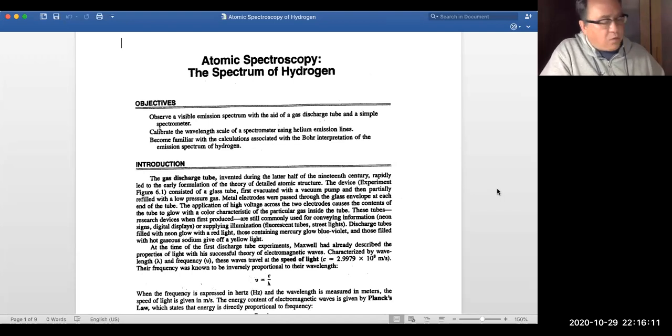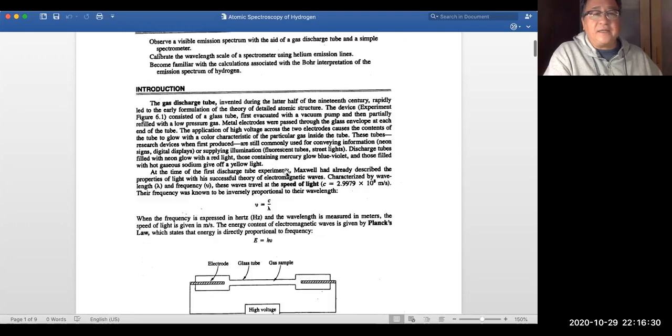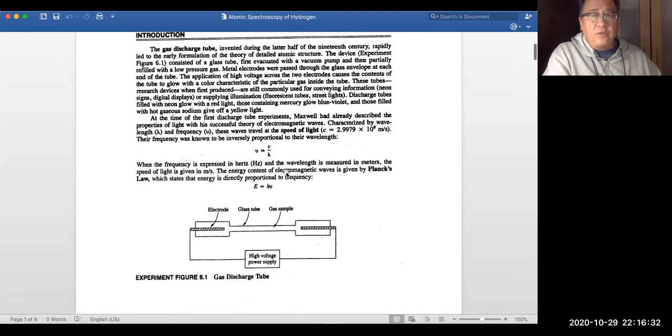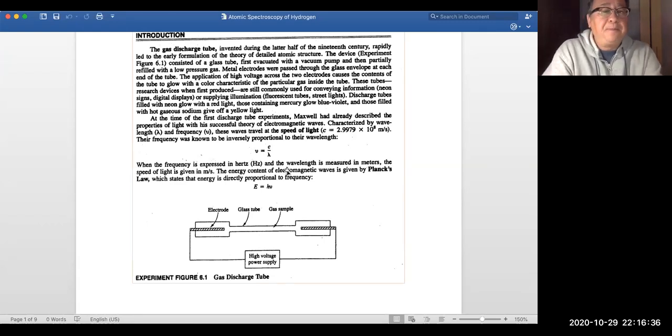Okay, hopefully you've already watched the video about the atomic spectroscopy demonstration. What this video is about is helping you do the lab. So here we're looking at the document that says atomic spectroscopy of hydrogen. And you can see there's the objectives and there's an introduction. And what we're going to do here is go over the introduction very briefly.